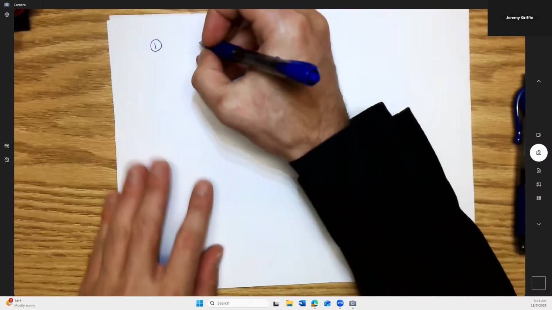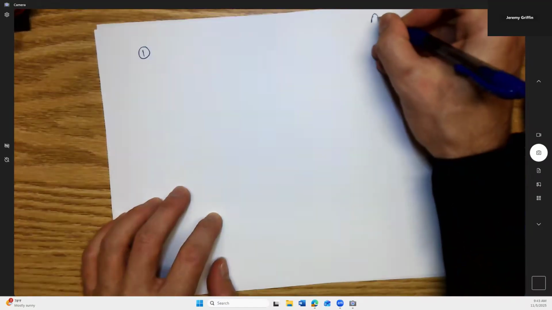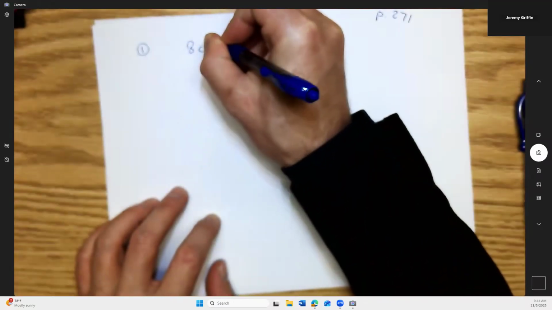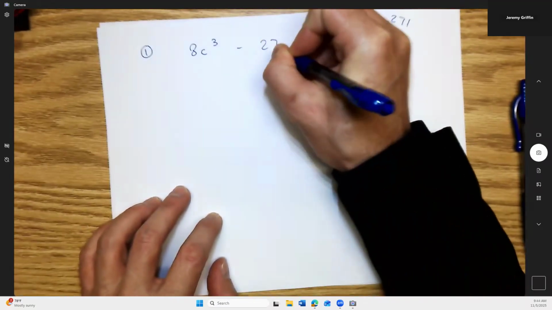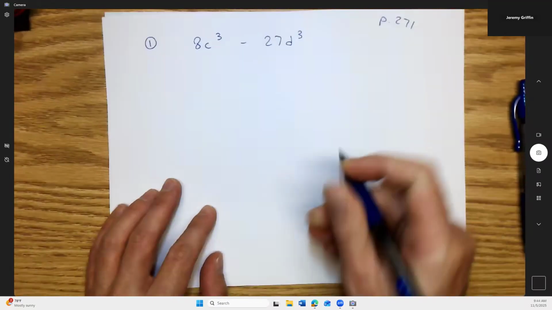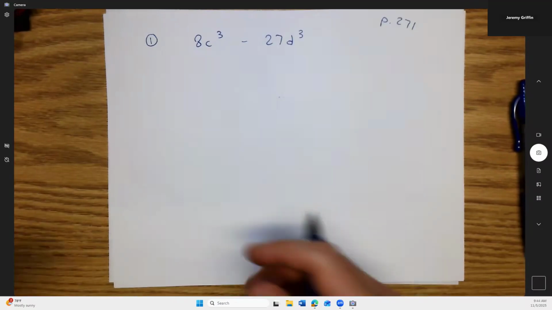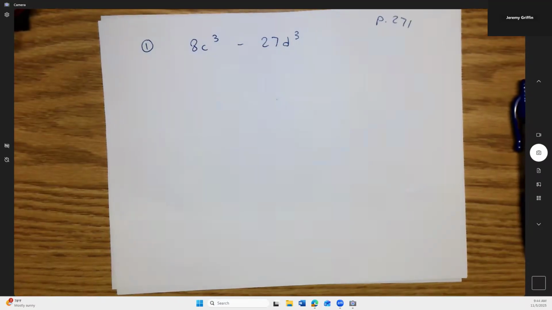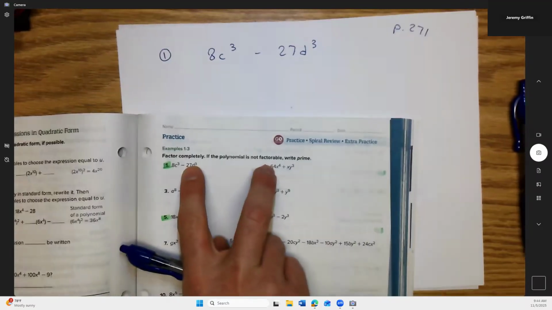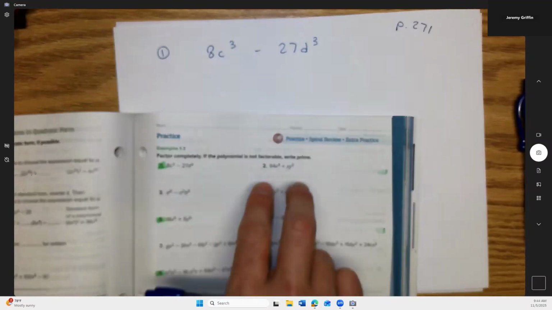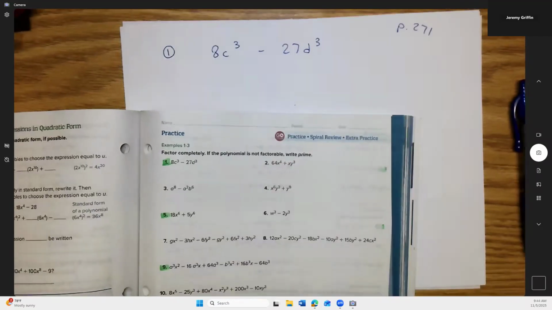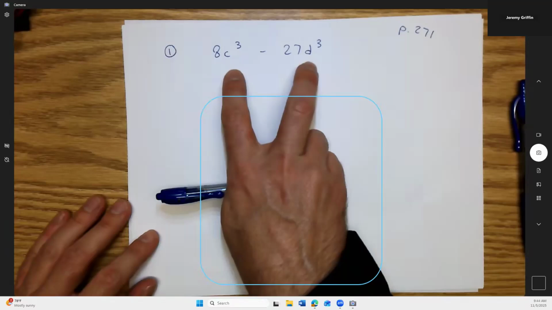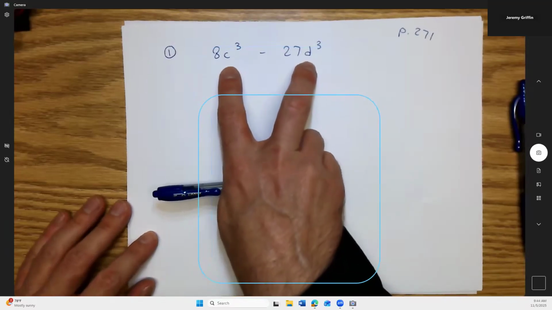So number 1, this is on page 271. It says 8c to the 3 minus 27d to the 3. This one's fairly straightforward. I think you might be able to envision in your mind where this is going. It says factor completely. Some of these might not be factorable, in which case you just write prime, so they can't be factored. But a lot of these can be. And what this looks like to me is a difference of two cubes.